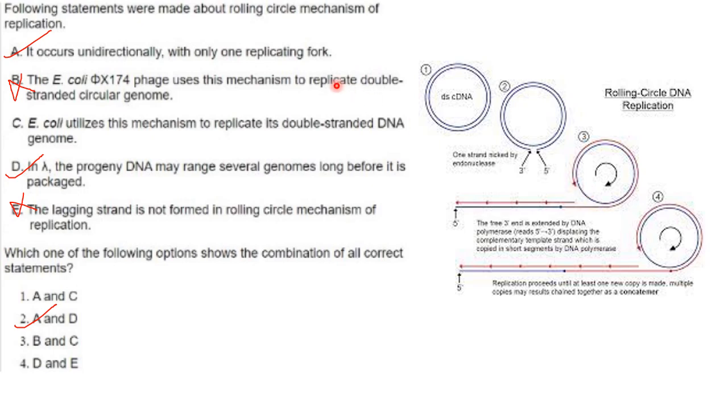Now we will see what they have asked. They have asked to choose the combination of all correct statements. So it occurs unidirectionally, yes, with only one replication fork. That's all. That is correct.